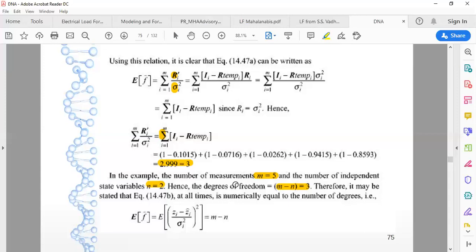Okay, so this is all for this session. In the next session, we'll proceed further with the chi-square estimation technique, from which bad data can be identified very easily. And after identifying bad data, what precautions we have to take, or what treatments we are going to employ, we will discuss in the next session.